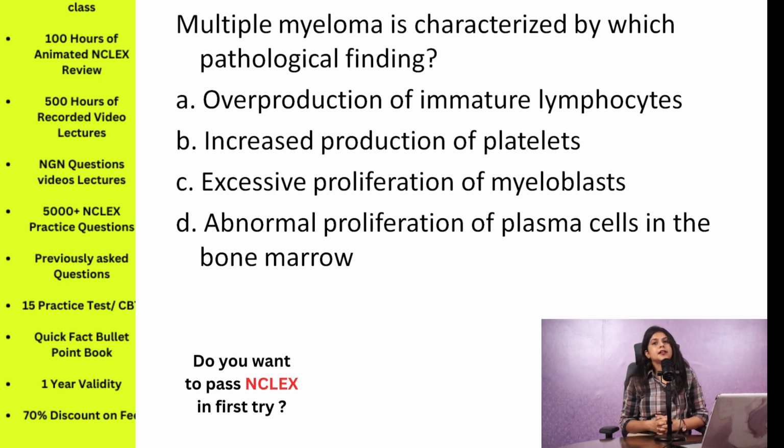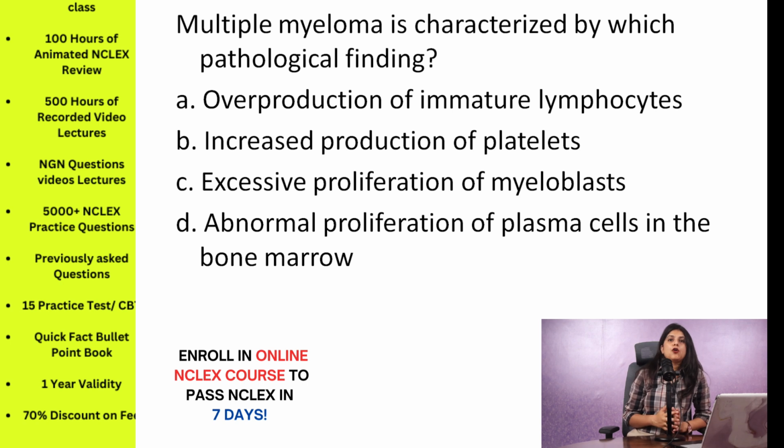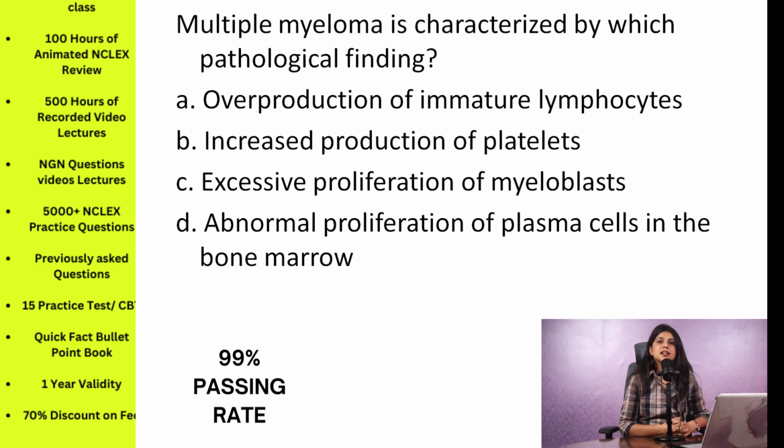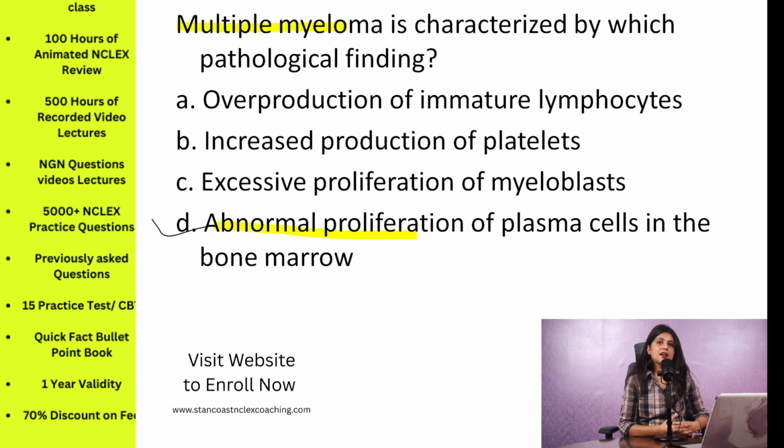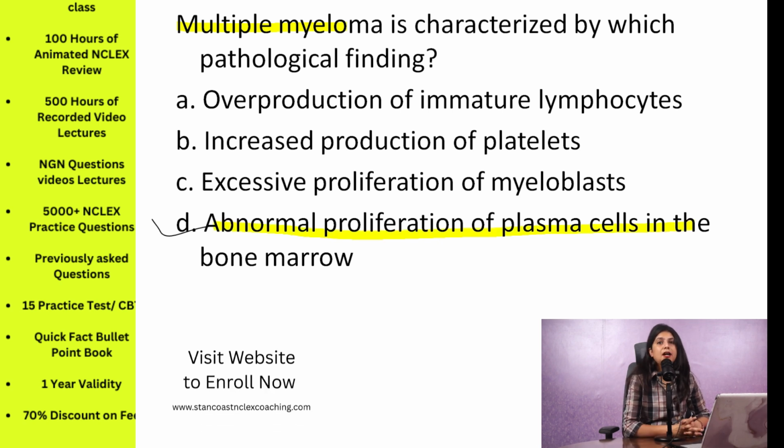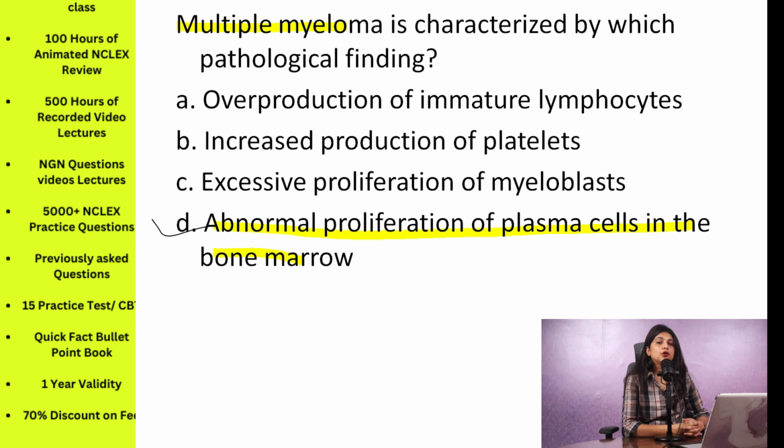Answer: D. Rationale. Multiple myeloma is a B-cell malignancy in which abnormal plasma cells accumulate in the bone marrow, leading to impaired immunity and bone destruction. Options: A and B do not relate to multiple myeloma. Option C describes leukemia, not multiple myeloma.